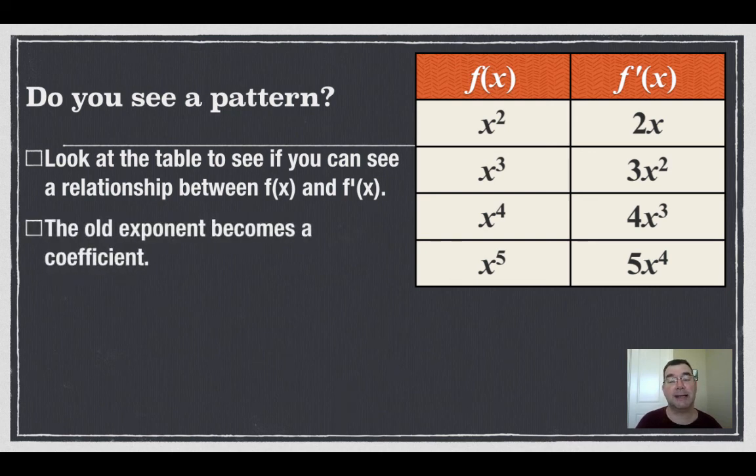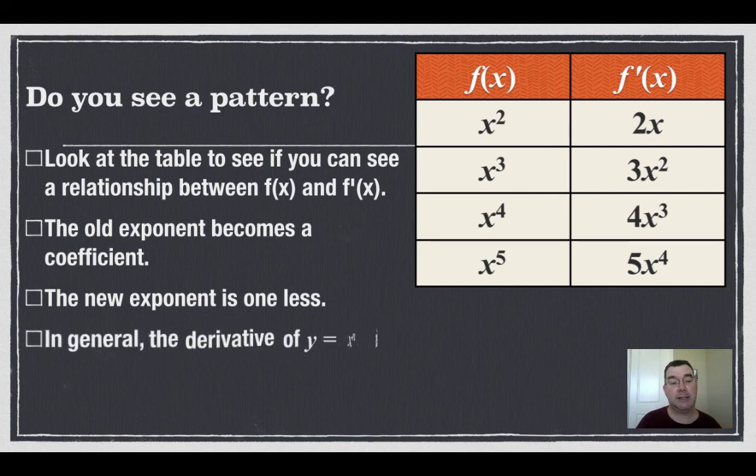What you should notice is that the exponent of f of x becomes a coefficient in f prime of x. So I kind of move that down to the front and make it a big number. The exponent in the derivative is actually one less than it was in the original function. So those two things always happen in every single case. So if I wanted the derivative of x to the n, I would move that n down front and I would subtract 1 from it to get my new exponent. So the derivative of y equals x to the n is n times x to the n minus 1. That's the general rule that you can use.